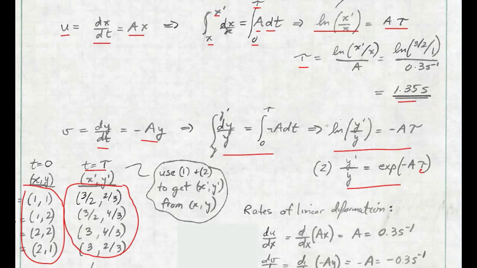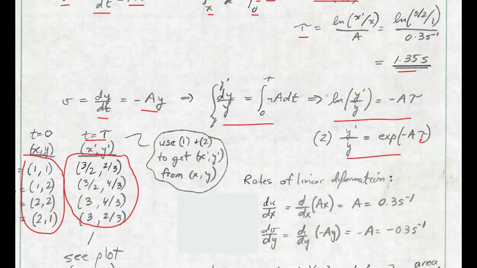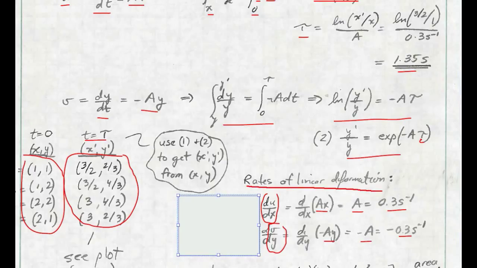Okay, what are the rates of linear deformation? So the rates of deformation are du/dx and dv/dy. And so that's just plugging in the givens, a x and minus a y. So these a terms, these constants, are actually rates of deformation. They were given, but we now looked at them in terms of their definition as the rate of linear deformation.